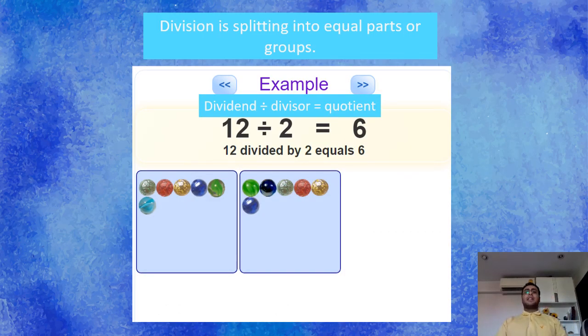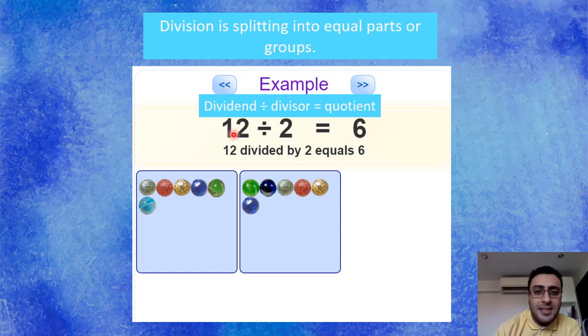So, let's look at this example. As I said, division is about splitting into equal groups. Now, some numbers can have many divisors. For example, 12 can have 1 as a divisor. 12 divided by 1 equals 12. Okay? Now look at this one.